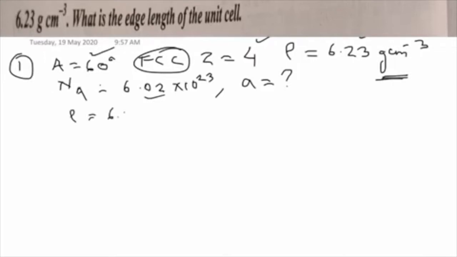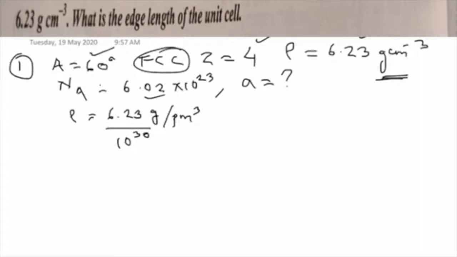So here it is, density 6.23 gram per centimeter cube. If I have to convert this into gram per picometer cube, 1 centimeter is equal to 10 to the power 10 picometer. So if that is so, then I have to divide this by 10 to the power 10 into 10 to the power 10 into 10 to the power 10, which I will write as 10 to the power 30.